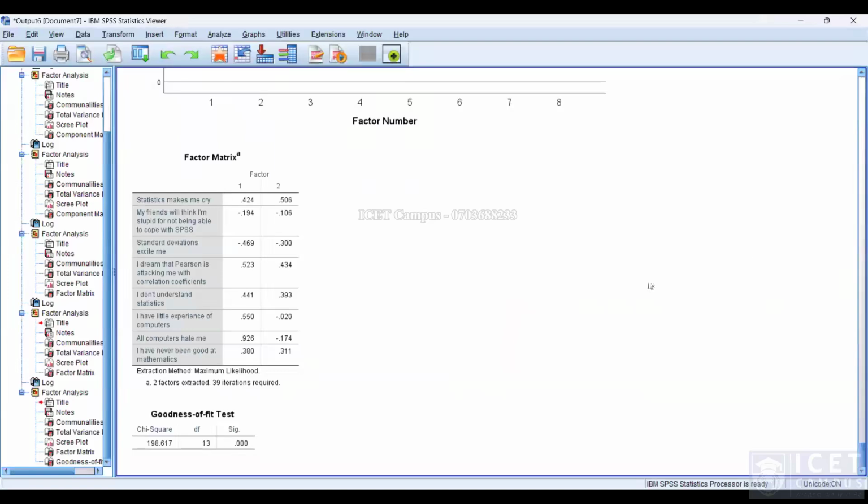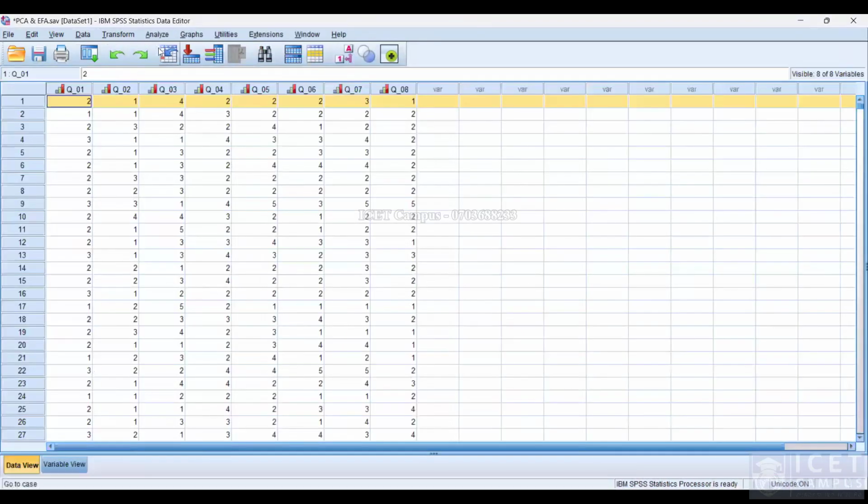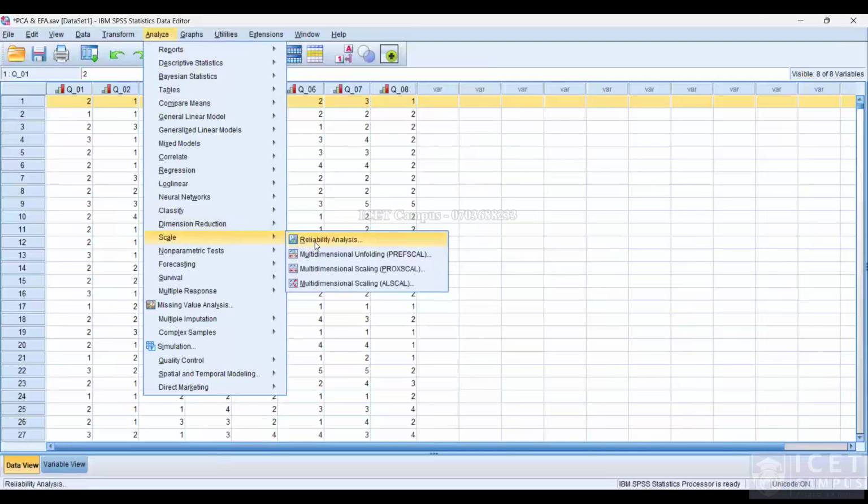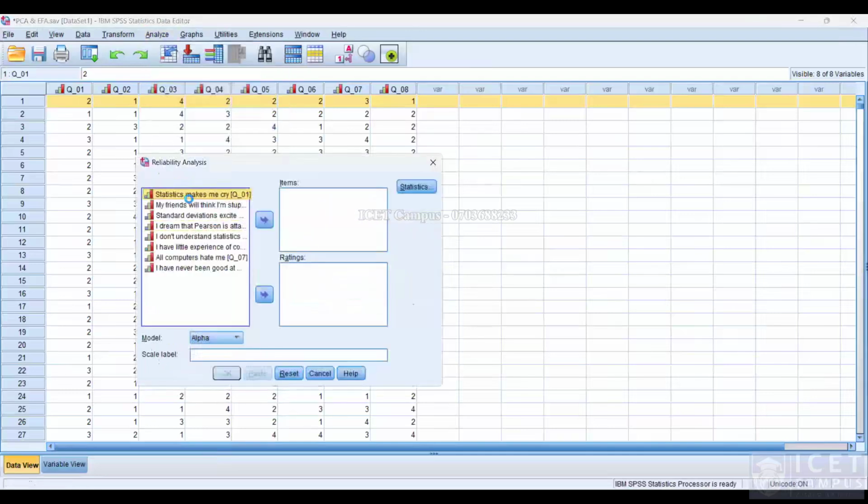The other one, besides validity, is reliability. It is actually very easy to check the reliability. In a questionnaire, what you can do is go Analyze, Scale, Reliability Analysis. Then these are the items.